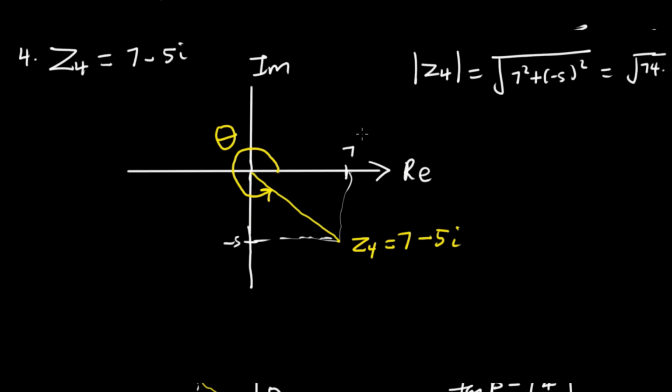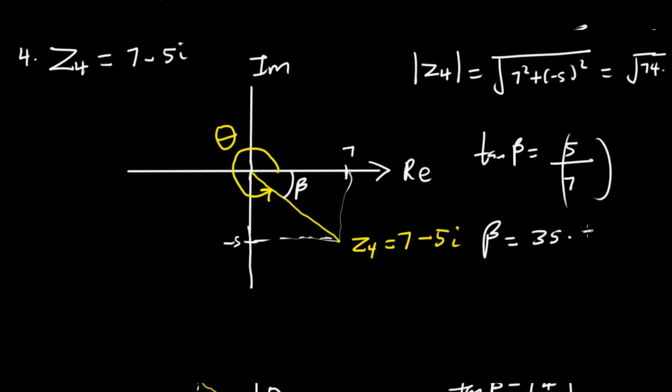Now moving to the amplitude. As always, we are going to take this to be our beta, and from here we have that tan beta equals opposite, in this case 5, over adjacent, which is the imaginary part over the real part, which is 7. So we have beta equal to 35.54 degrees.